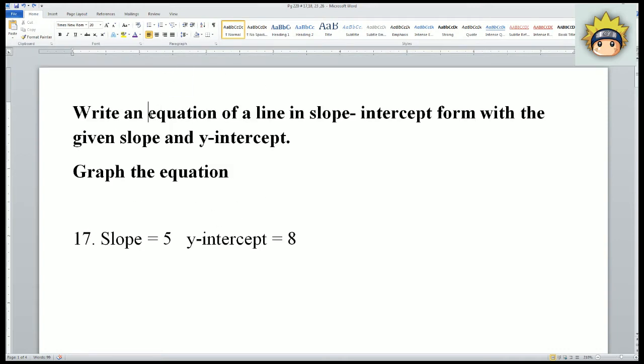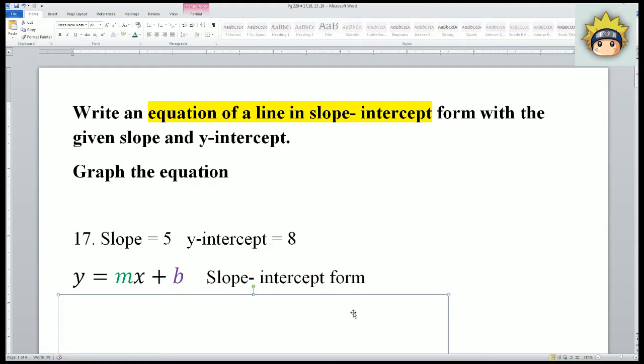They ask us for the equation in slope-intercept form, so let me highlight that for you. My first thing is I'm actually going to write what slope-intercept form is. Slope-intercept form is y equals mx plus b, where the green m here is the slope and the purple b here is the y-intercept. You just need to know that's the basic definition.